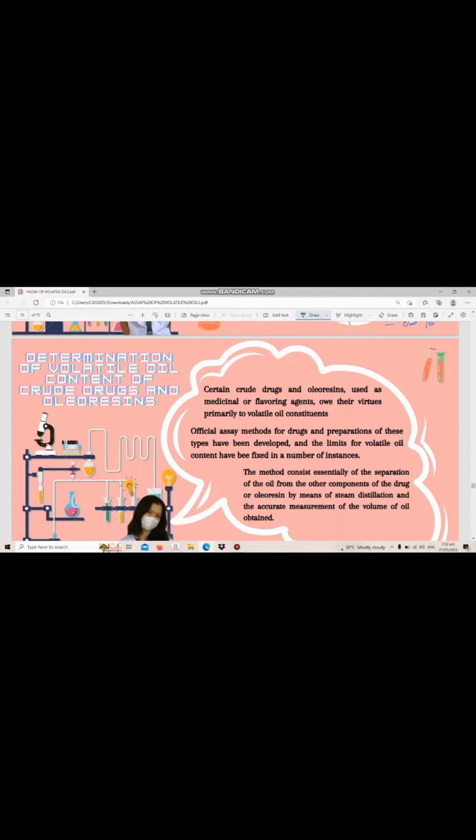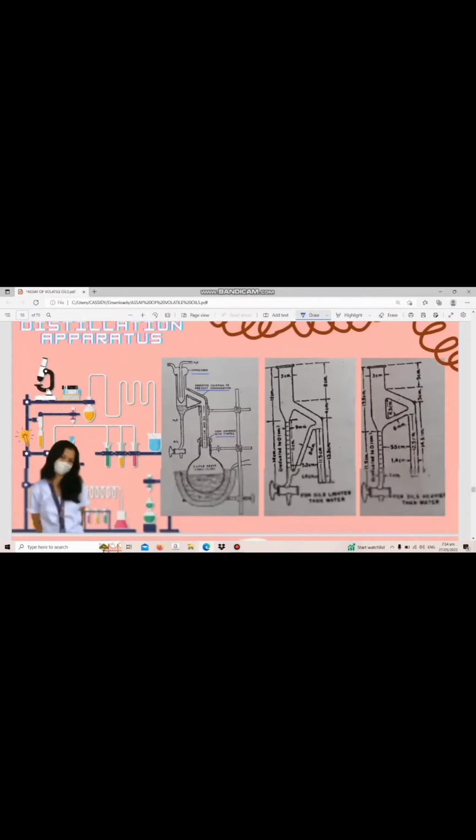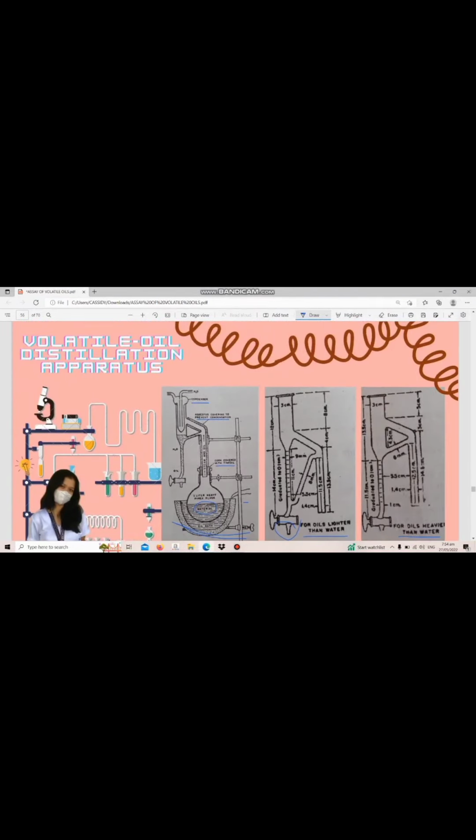The methods prescribed for these determinations consist essentially of the separation of the oil from the other components of the drug or oleoresin by means of steam distillation and the accurate measurement of the volume of oil obtained. These operations are carried out in a distillation apparatus designed especially for the purpose. So, here is the volatile oil distillation apparatus.